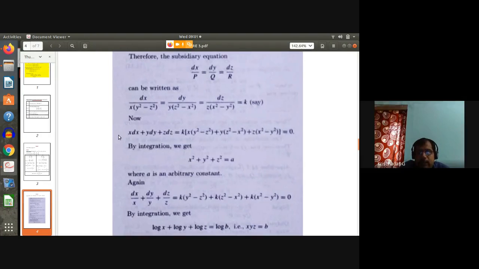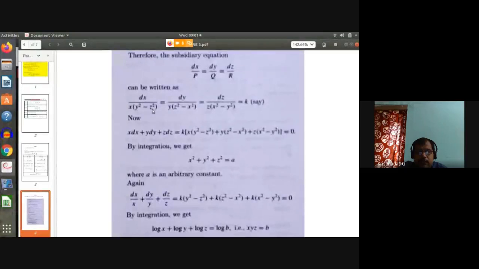I think you understand the step. So this is our auxiliary equation. What we do is we make a proportionate ratio of these three: dx by this, dy by this, dz by this, each ratio equal to another term, that is x dx plus y dy plus z dz divided by x into y square minus z square plus y into z square minus x square plus z into x square minus y square. And that term is 0.